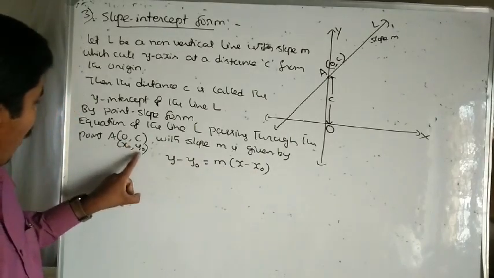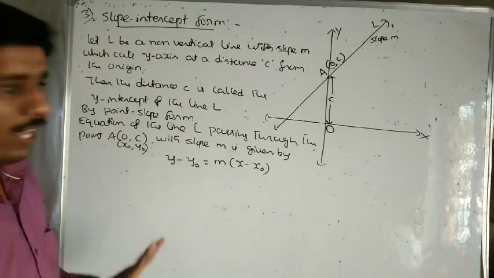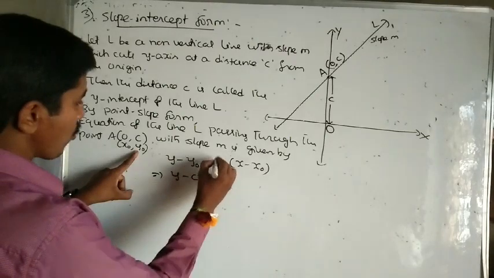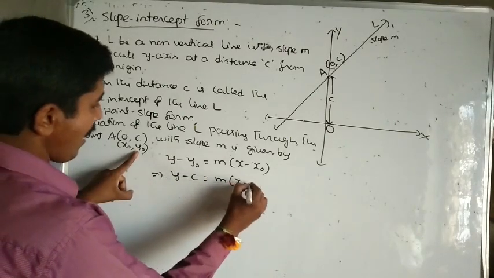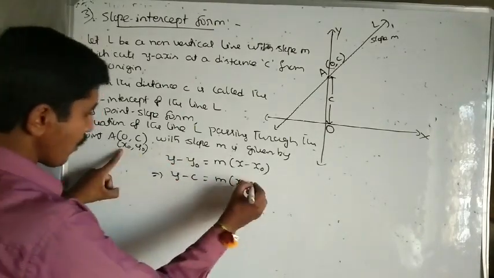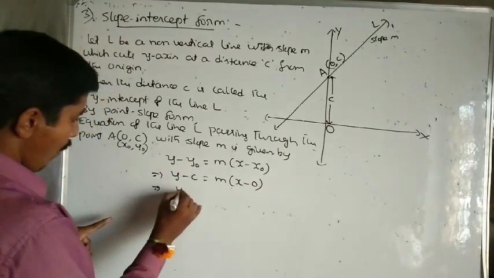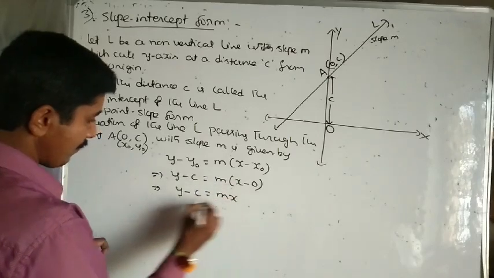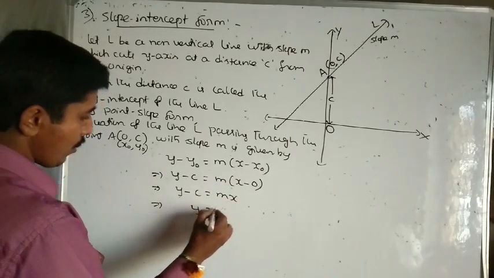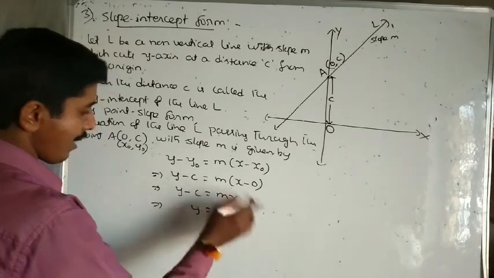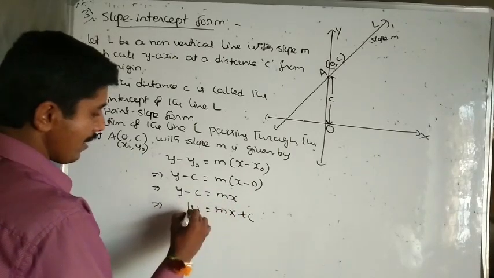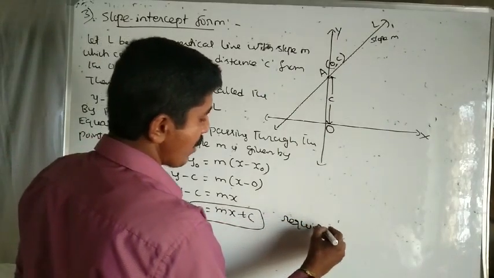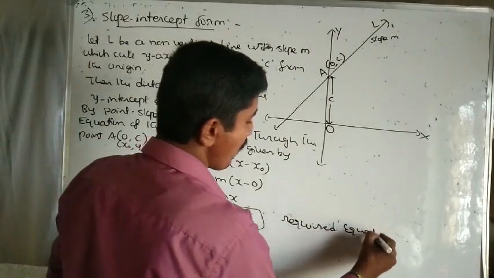Clearly here x0 equal to 0, y0 equal to c. Substitute these values: y minus c equal to m into x minus 0, that is x. Then y equal to mx plus c, taking it to the right side, minus c becomes plus c. This is the required equation of the line in slope-intercept form.